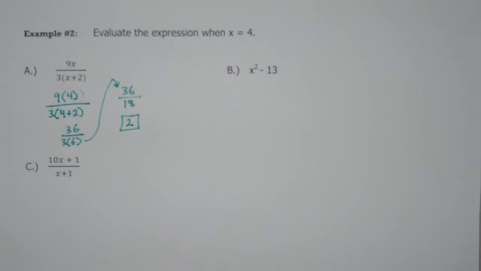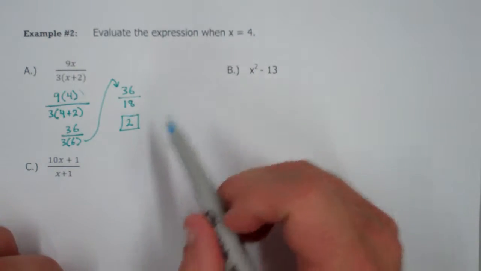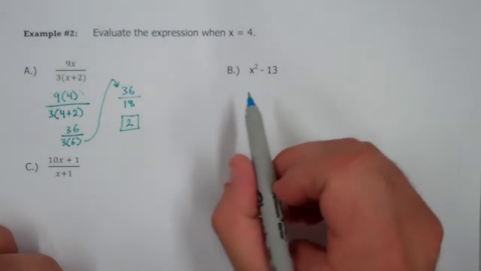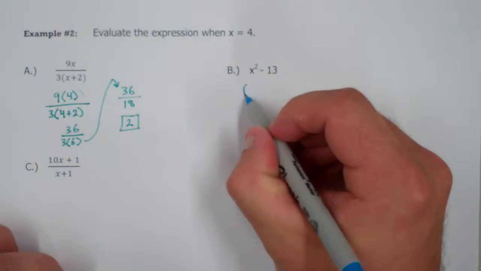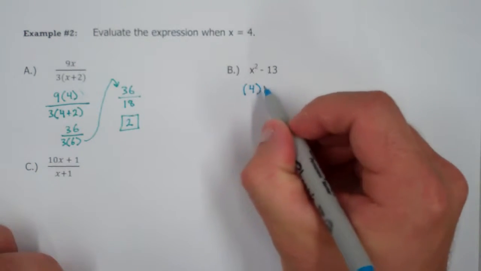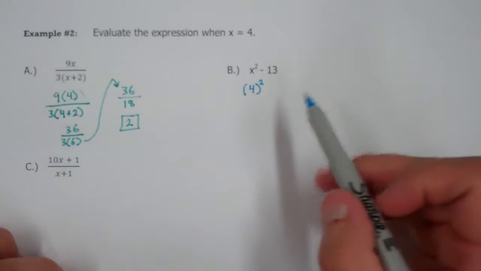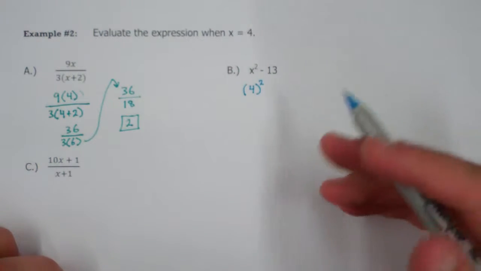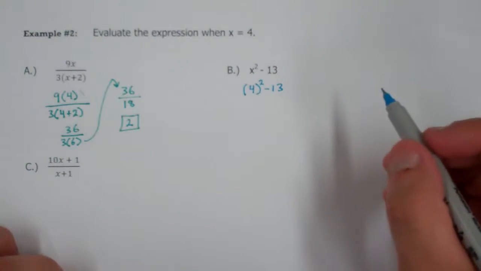For part B here, we're going to do the same thing. This time we've got an exponent or square here going on, but it's very easy to work these problems also if you just take the x out and substitute in the 4. Whenever you have an exponent, I always like to substitute using parentheses. This will become very important when you have a negative value that you're substituting. In this case, it doesn't make too much of a difference, but I think it's a good thing just to get into the habit of substituting using parentheses.